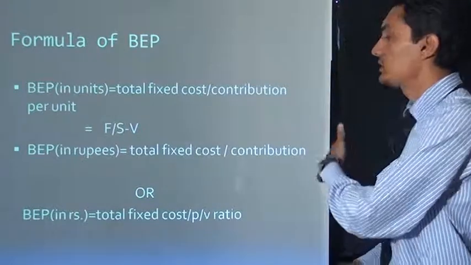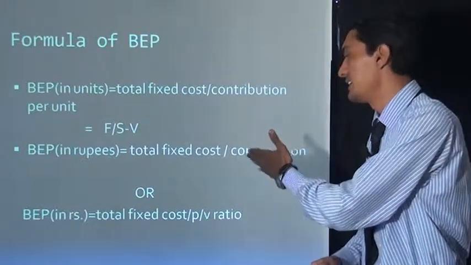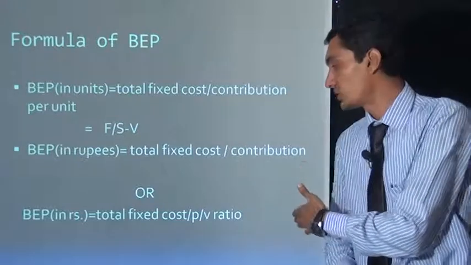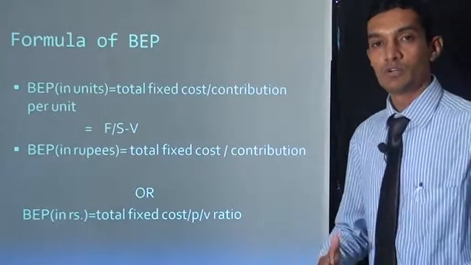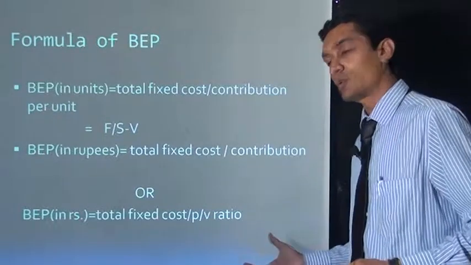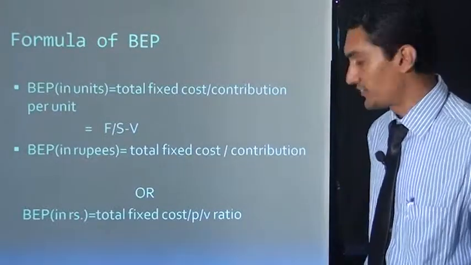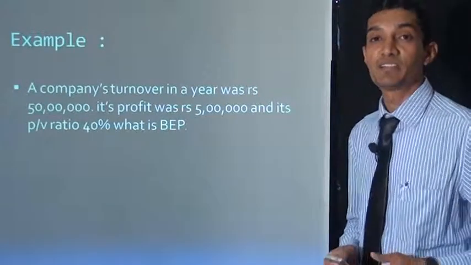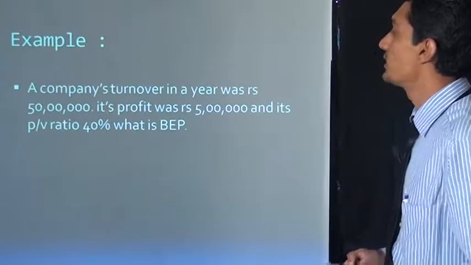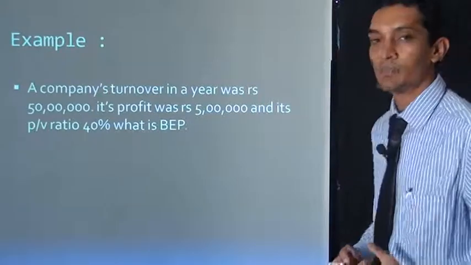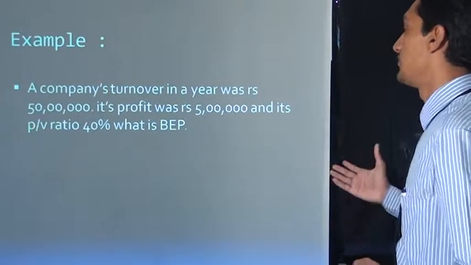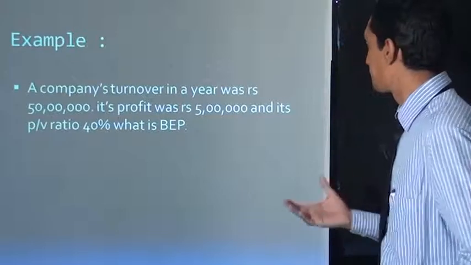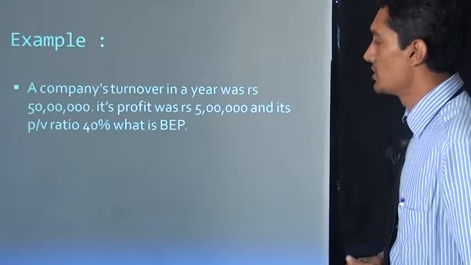If fixed cost or contribution is not available, in that situation you can find the PV ratio, and from the PV ratio you can find the BEP in rupees. Now next, we take this example. The company's turnover in a year was rupees 15 lakh, so sales are 15 lakh. Its profit was rupees 5 lakh, and its PV ratio is 14%.